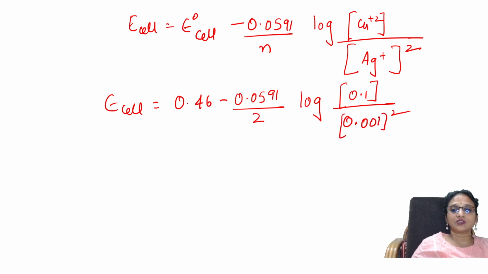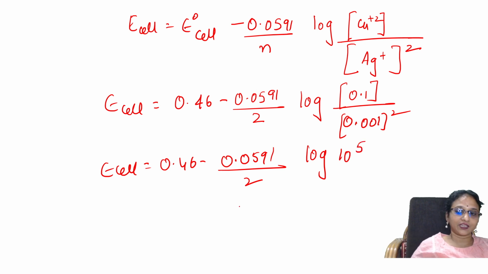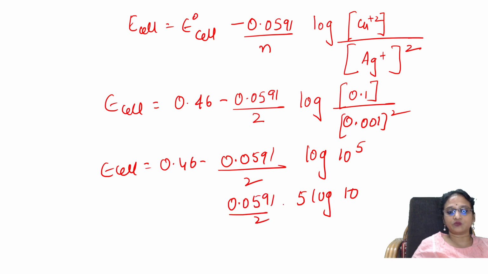So 0.1, write it under base 10. 0.01, write it under base 10. So when I solve this, I'll be getting 0.46 minus 0.0591 by 2. I've solved. I got log 10 raised to 5, converted into base 10. So can I write 5 as 5 log 10 into 0.0591 by 2 minus 0.46. So E cell is equal to so much.